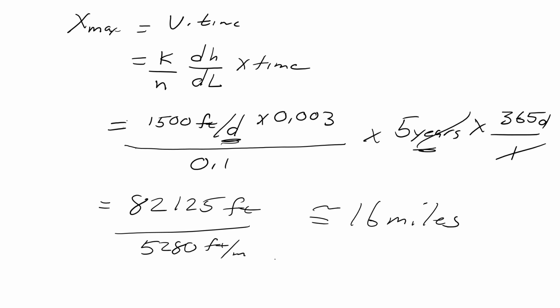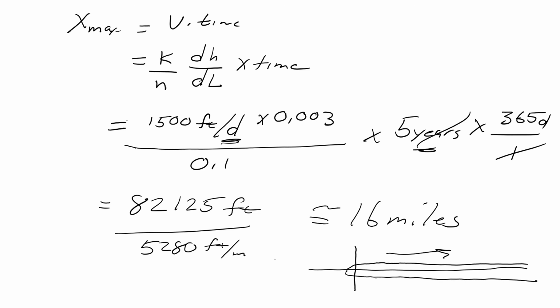So what that means, ultimately, is that your cone of depression, your capture zone, would look something like this. Let me do this a little neater. That's terrible. All right, let's draw this a little better. Or not. Your cone of depression capture zone would look something like this, where it goes that way 16 miles.